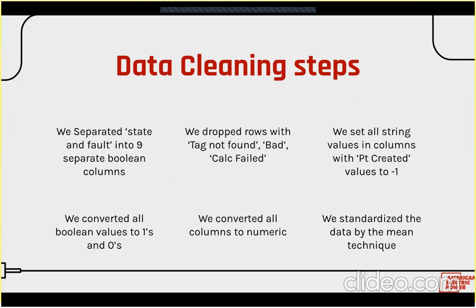So the first thing to do to make sure our project works is the data cleaning. First, we separated state and fault feature into 9 separate Boolean columns, so we can use these as labels to train on in our machine learning algorithms. Next, we dropped the bad rows, so tag not found, bad, and calc failed values were dropped, and then we turned all the categorical values into numeric values to run them on our models. And lastly, we standardized the values by mean.